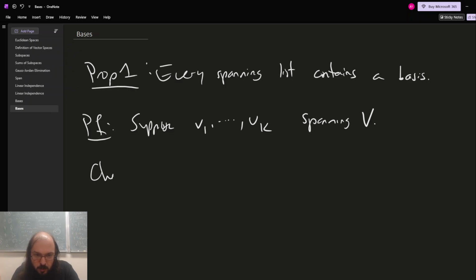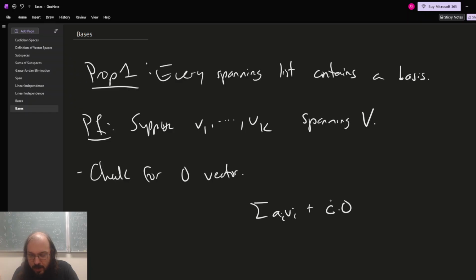First, check for the zero vector. This is just a silly thing, but any list that has the zero vector is obviously not going to be a basis, because if you ever have a non-trivial linear combination, you can always just add any c times 0 you want to without changing it, without c being 0. And so that would screw up your unique representation. We have to remove the zero vector whenever it's there. So we start by just doing that.